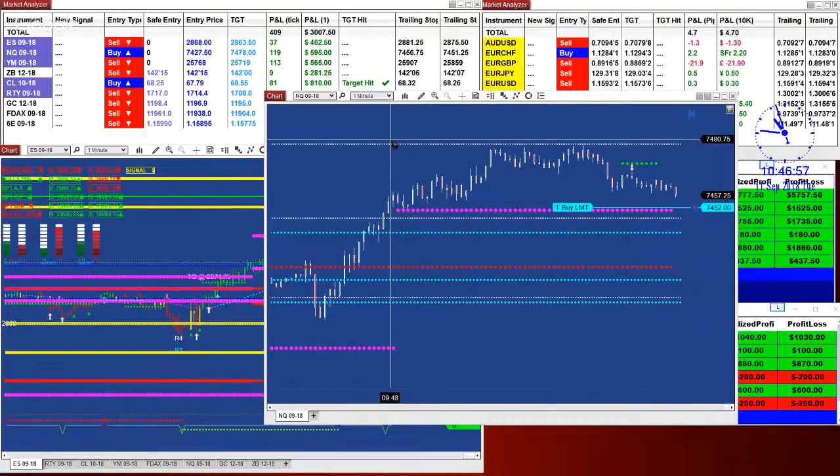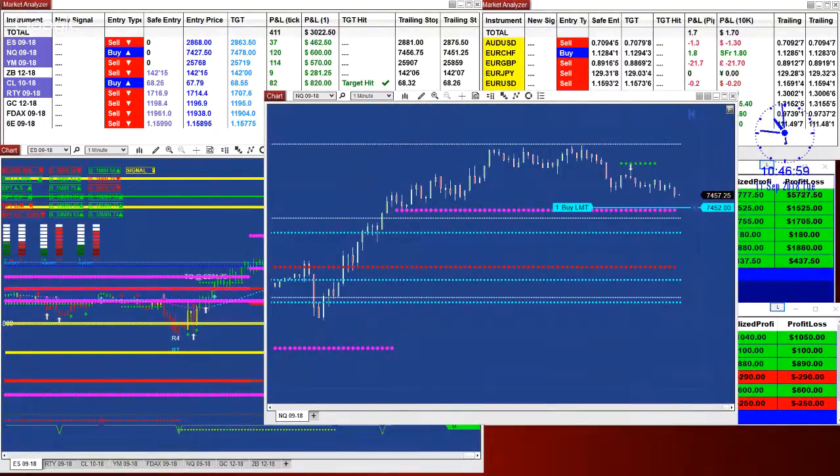I think I'm having a problem with NT8. I don't know. Okay, 52 entry buy. You're very welcome to follow on a sim with it.